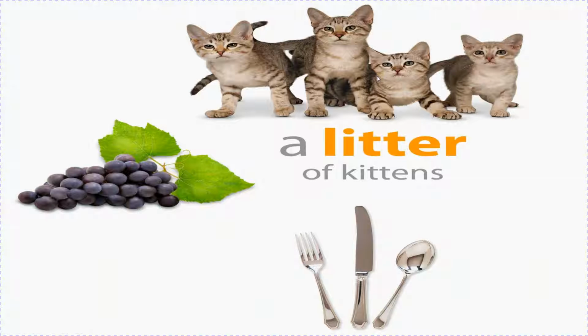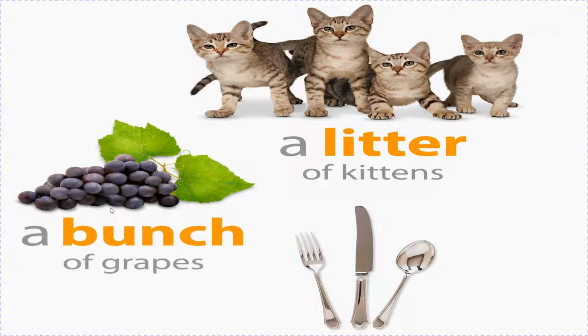Can we call them a litter of kittens? So small babies of cats are known as kittens, right? So when they are together, in a group, we call them a litter of kittens. Next, can you see grapes, children? What do we call this? A group of grapes? We call them a bunch of grapes.